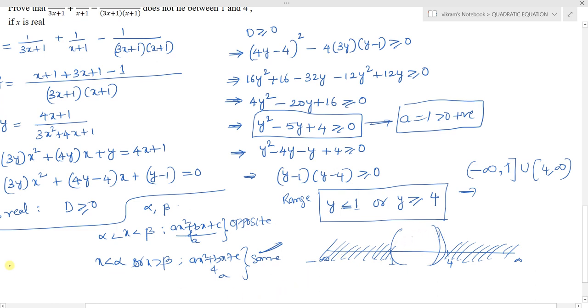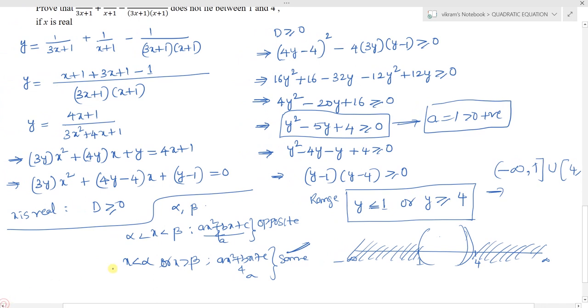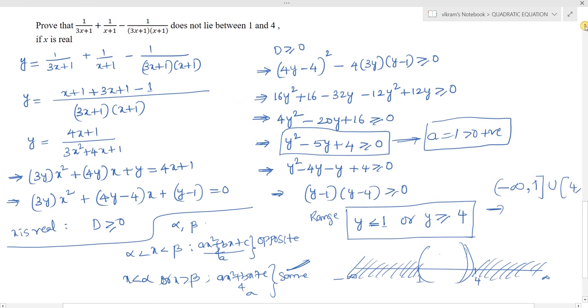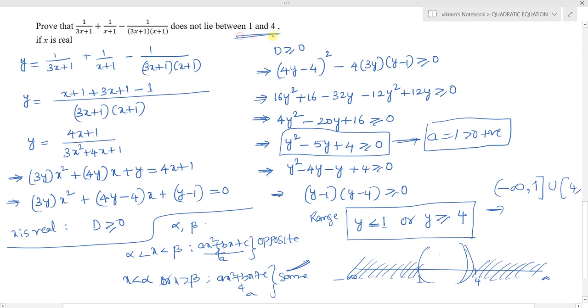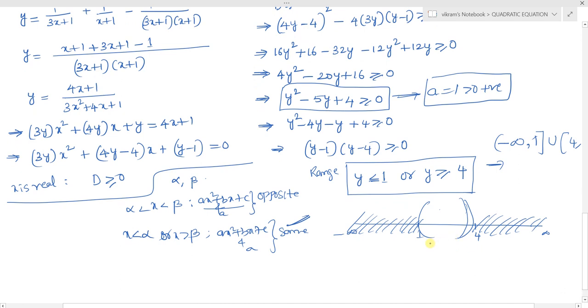So what is the question asking us to show? It is asking us to show that the given expression does not lie in between 1 and 4, and we just showed that it is not lying in between 1 and 4. It is lying less than 1 and greater than 4, but in between it is not lying. So this is our required range, and we showed that the given expression does not lie between 1 and 4.